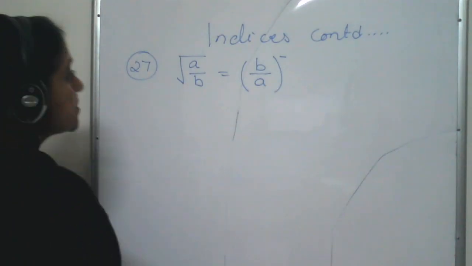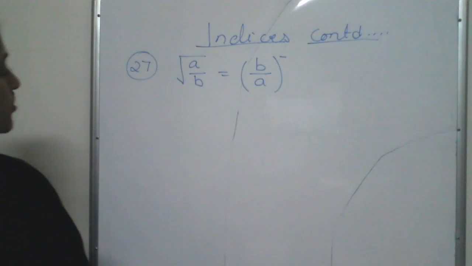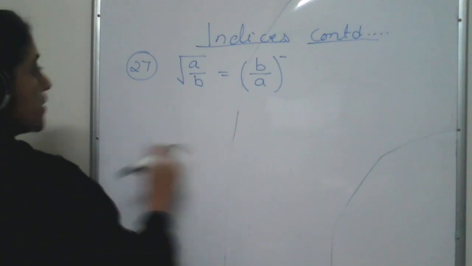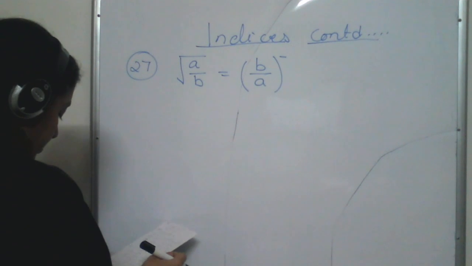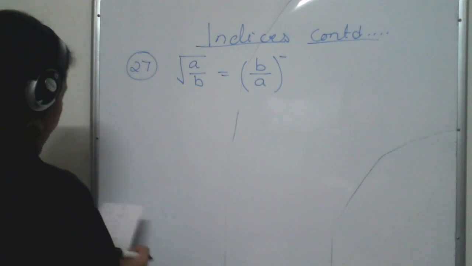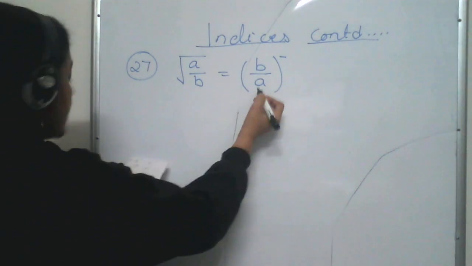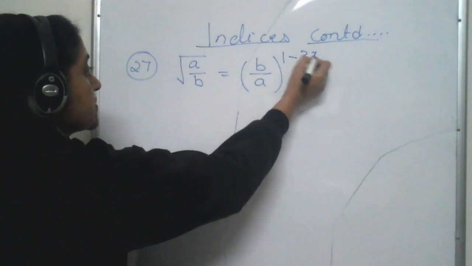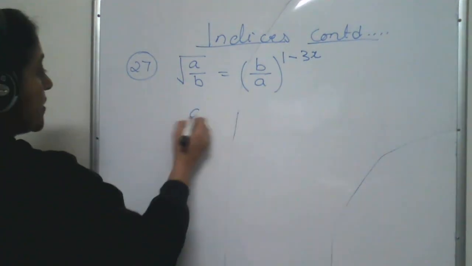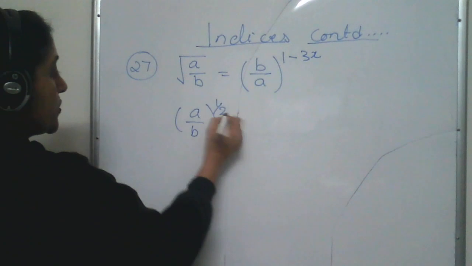Hello students, I'll be continuing with the indices with a more number of questions that were suggested to solve. Here the question is square root of a upon b is equal to b by a to the power 1 minus 3x. Now you know that square root of a upon b can be written as a upon b to the power 1 by 2.